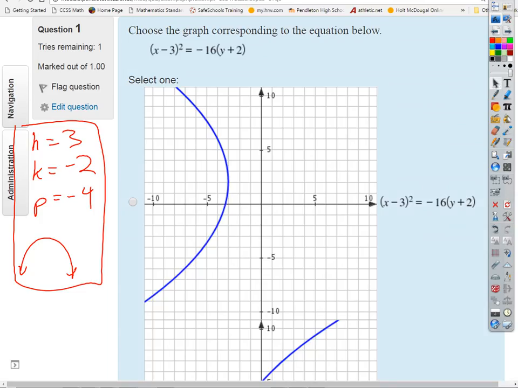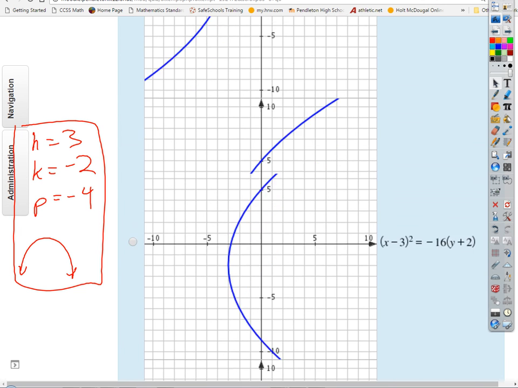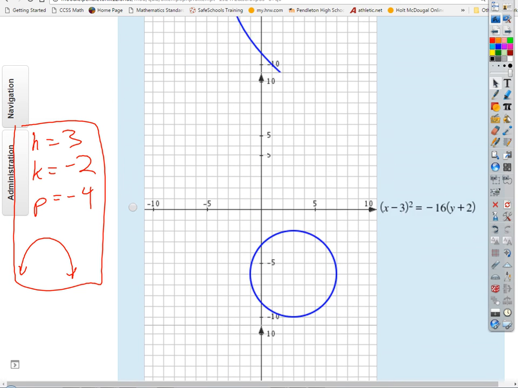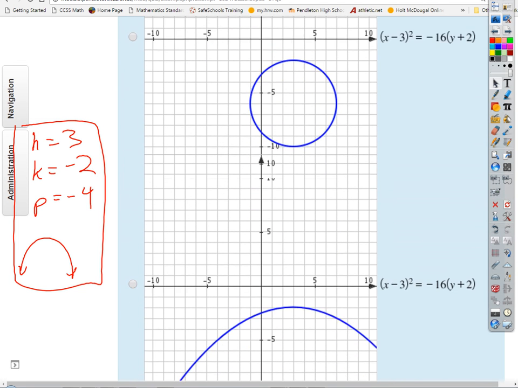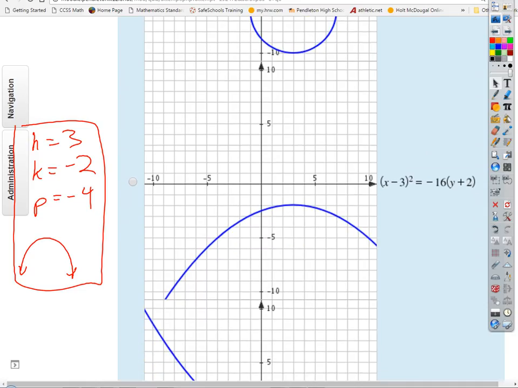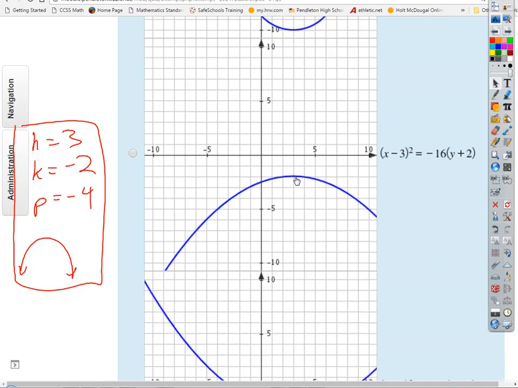So we want a vertex at 3, -2, opening upward. So tell me when. Okay, there's 3, -2. Oh, it's opening downward. That's what we want maybe, isn't it? Yeah. Right? Okay, so over 3, down 2, P is negative, so it opens down, that's it. Okay, that's it. No big deal.